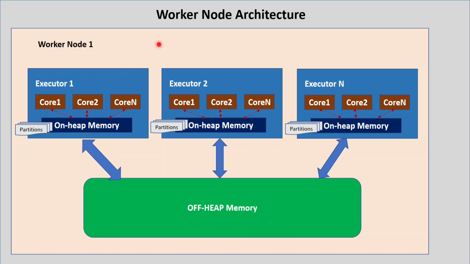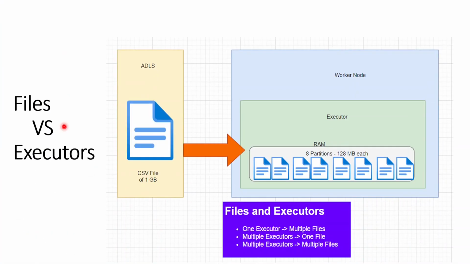But apart from that, we might have off-heap memory also. Whenever some piece of code is given by the driver to the executor, all the cores within the executor are responsible for pulling the data from the external storage, and they will store that data in the form of partitions within on-heap memory. That is nothing but RAM. This is the worker node architecture. In case you want more clarity, please watch my previous video. Right now, let us assume we have a 1 GB CSV file in an ADLS location, and we have only one worker node.